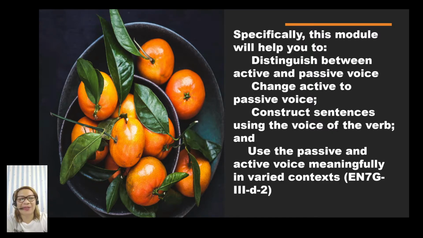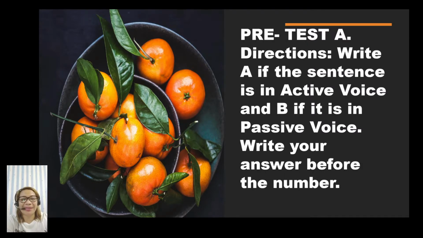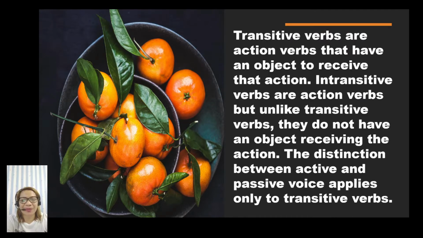in varied context. Okay, so you have your pre-test in your module, and the direction given was write A if the statement is in active voice and B if it is in a passive voice, and write your answers before the number. Okay, so you're going to answer again them asynchronously.